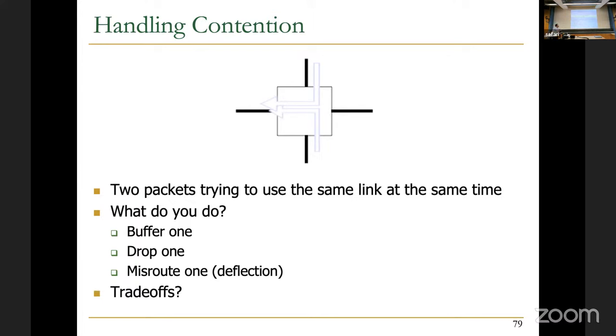There is a trade-off for sure. With buffering, you need buffer space. With dropping packets, you don't need to buffer, but you need to resend your data again, and that has overhead. Misrouting can be an interesting way to handle it, so you don't need buffers. But the problem is that you are in danger of having livelock, and you need to somehow handle it. And some packets take a lot of hops to reach the destination, so it also has some overhead.